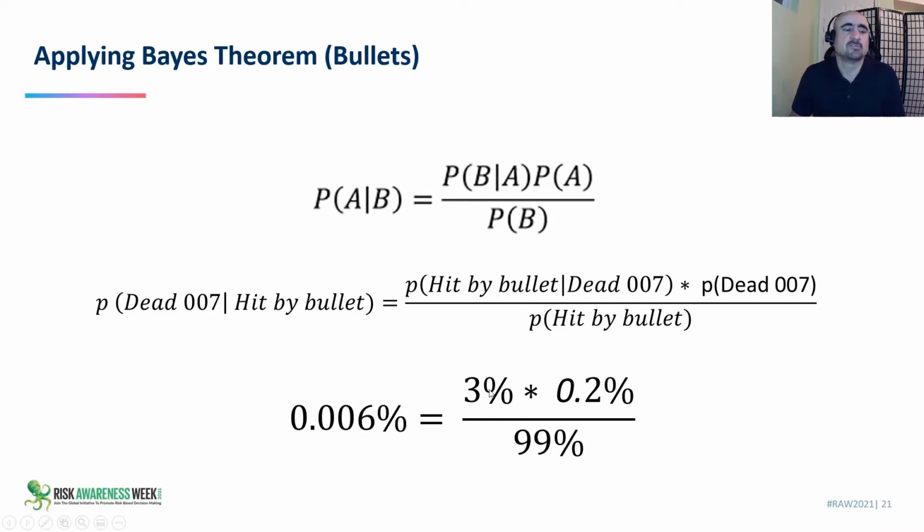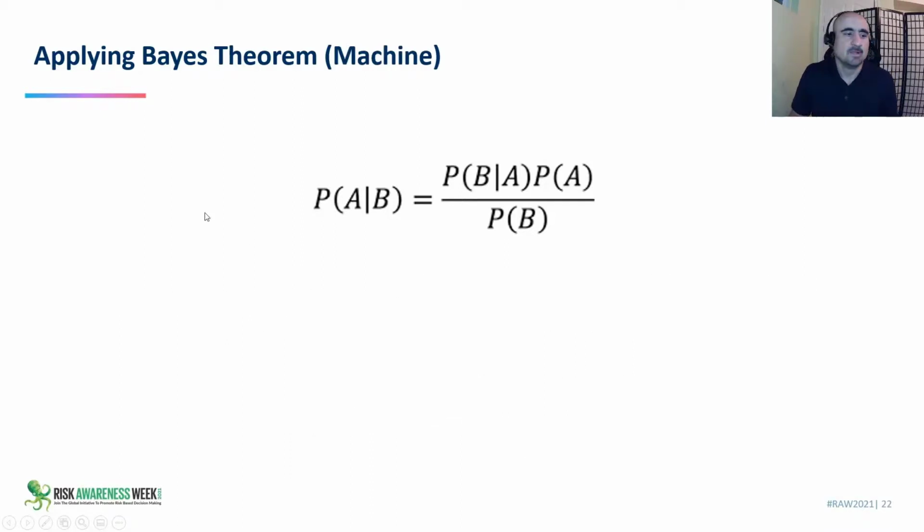So maybe there's only a 3% chance that we have a dead James Bond hit by a bullet, given that we have a dead James Bond, so small likelihood, and we know he's nearly immortal, so very low likelihood of him being killed. So this leads to a very small probability that we have a dead James Bond, given he's hit by a bullet. Let's get back to the machine now.